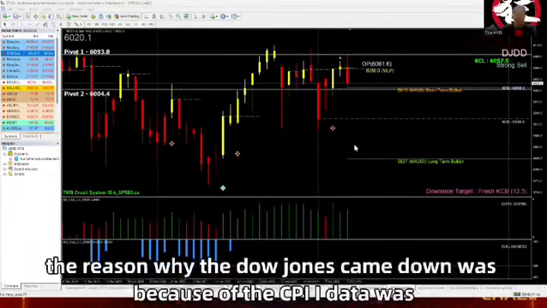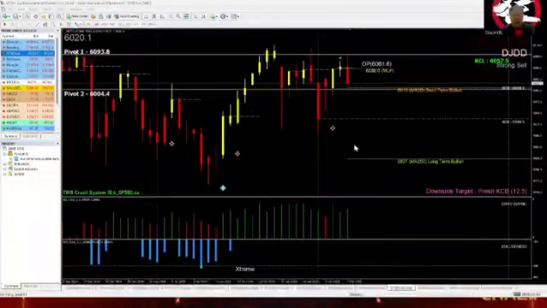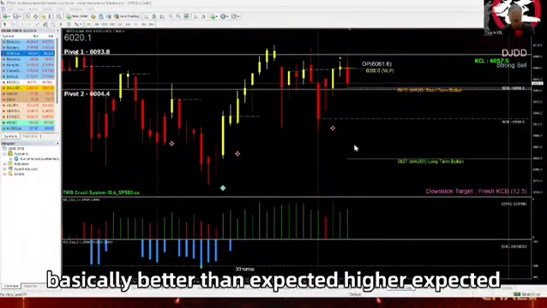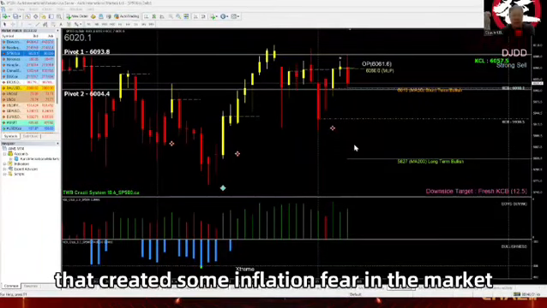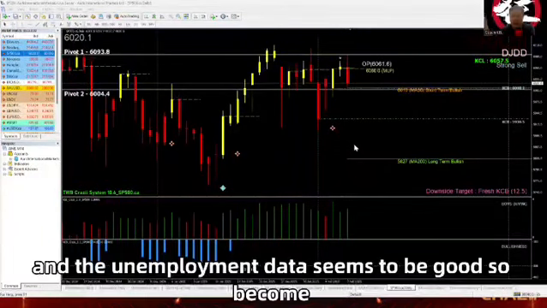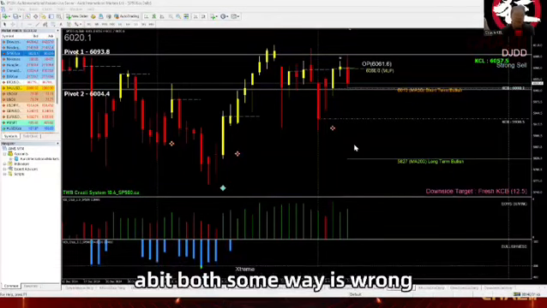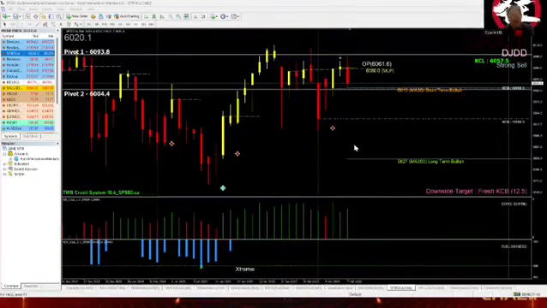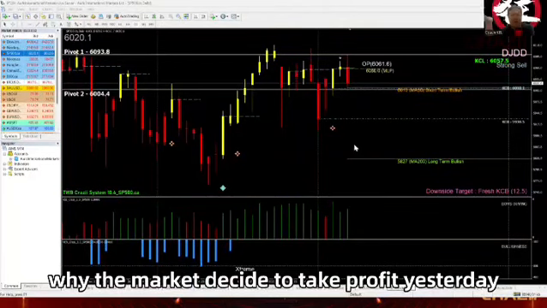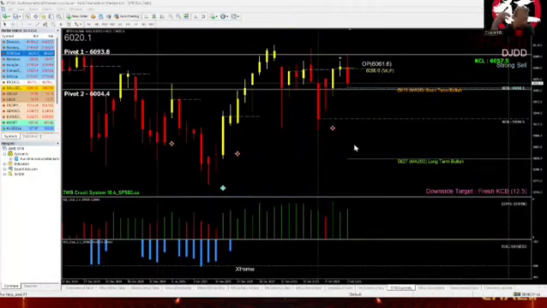Now, yesterday, the reason why the Dow Jones came down was because the CPI data was higher than expected. That created some inflation fear in the market, and the unemployment data seemed to be good. So it became like both sides somewhere is wrong. So that's why the market decided to take profit yesterday. I'll cover this more on Monday.